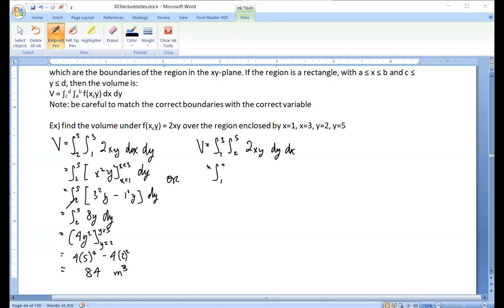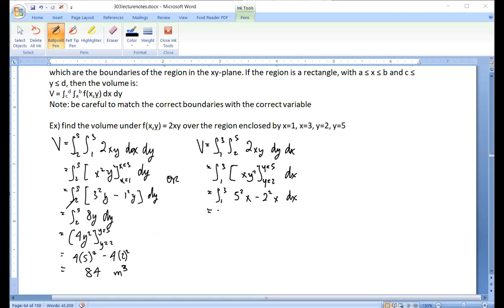So doing it this way, the first integral, we integrate first dy, so that's going to be x y squared. And you evaluate as y goes from 2 to 5, we hold the dx. Okay, so plugging this in, plugging in 5, we're going to get 5 squared x, then minus 2 squared x.